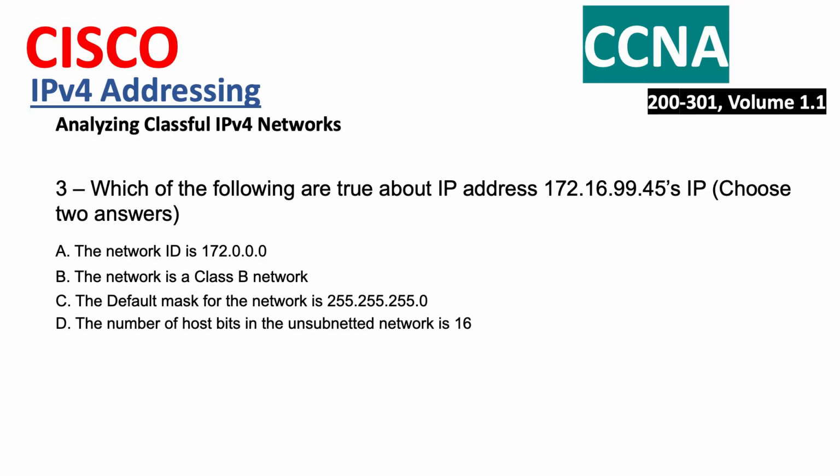Question 3. Which of the following are true about IP address 172.16.99.45? Choose two answers. A. The network ID is 172.0.0.0. B. The network is a Class B network. C. The default mask for the network is 255.255.255.0. D. The number of host bits in the unsubnetted network is 16.